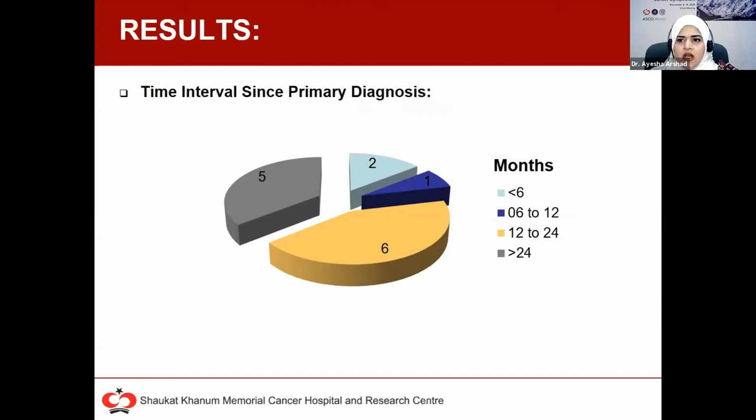We wanted to see how much time had passed between the initial diagnosis of the primary malignancy and the patient developing spinal metastasis. And this is our data, where we can see that about 3/4 of the patients presented 1 year or more after the initial diagnosis of the primary malignancy. Only 1 patient presented at 6 to 12 months, and 2 patients presented less than 6 months after primary diagnosis. We will talk a bit more about these 2 patients later today.